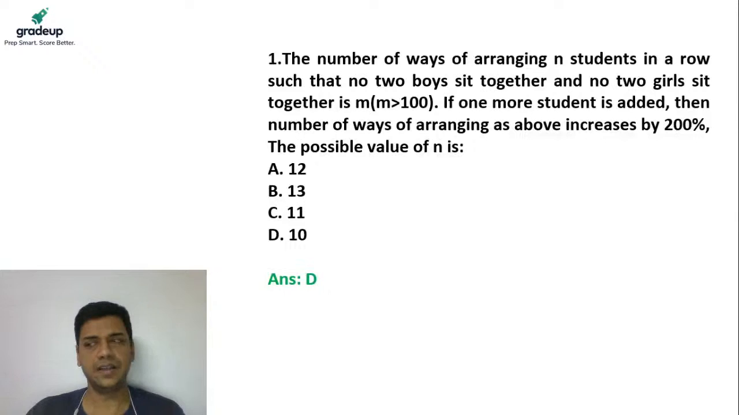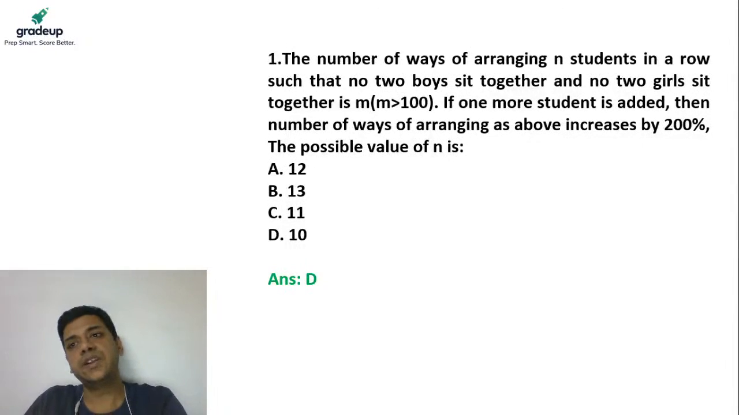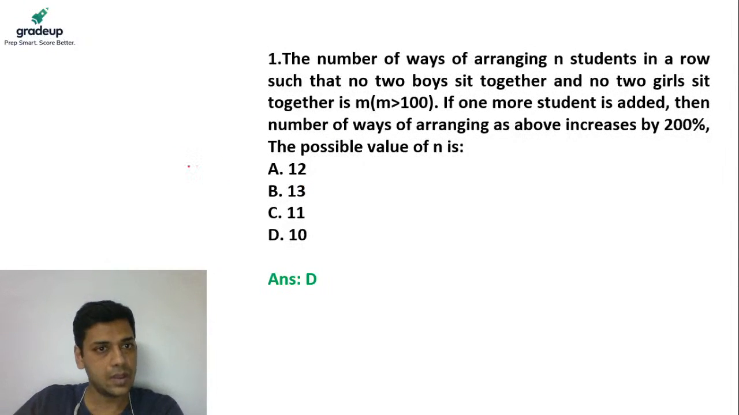So the answer is D. And now how to solve it? First of all, what will be the number of ways of arranging n students in a row such that no two boys sit together and no two girls sit together? The total number of students can be either an even number or an odd number.